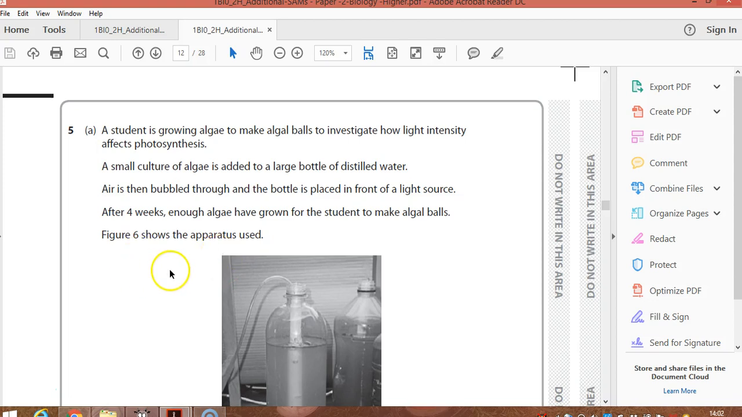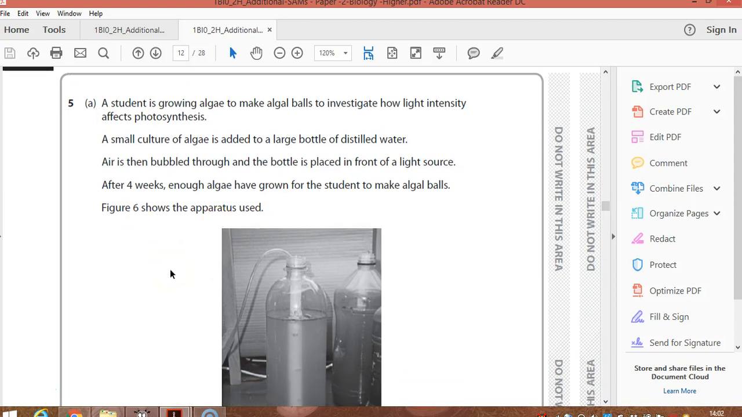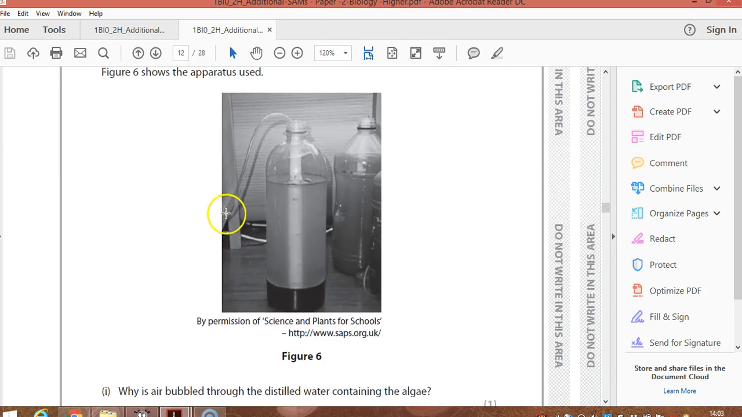A student is growing algae to make algal balls to investigate how light intensity affects photosynthesis. This should ring a lot of bells because this is a required practical. A small culture of algae is added to a large bottle of distilled water. Air is then bubbled through and the bottle is placed in front of a light source. After 4 weeks, enough algae have grown for the student to make algal balls. Figure 6 shows the apparatus used.